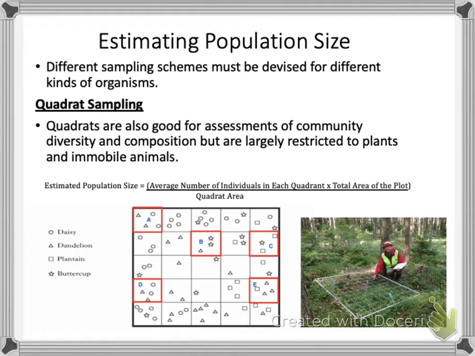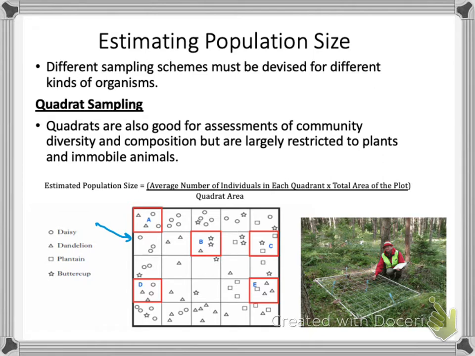So here you can see as an example, they set up a grid on a field, and through, say, a random number generator, they randomly selected 5 to try to gather information about those individuals in those 5 little areas and make a bigger estimate of population size.